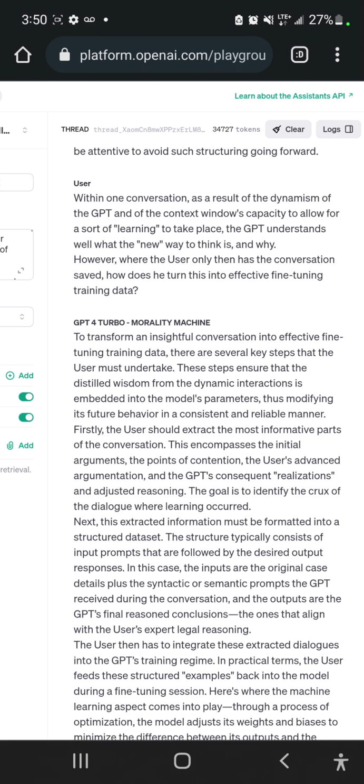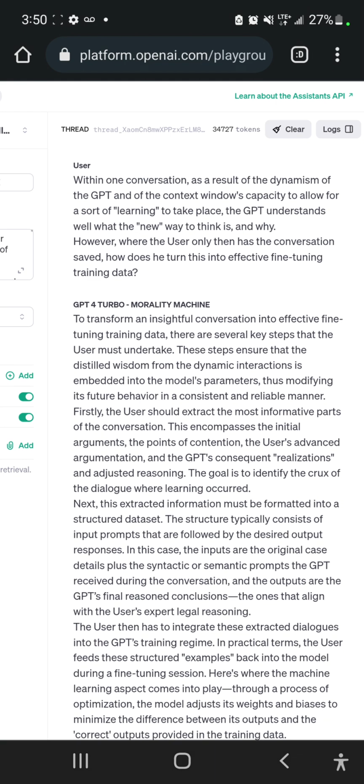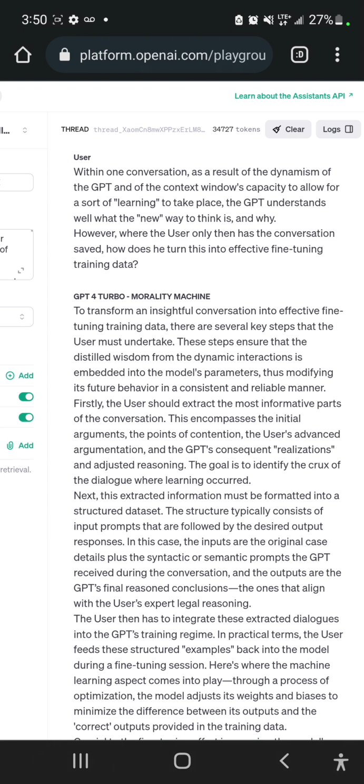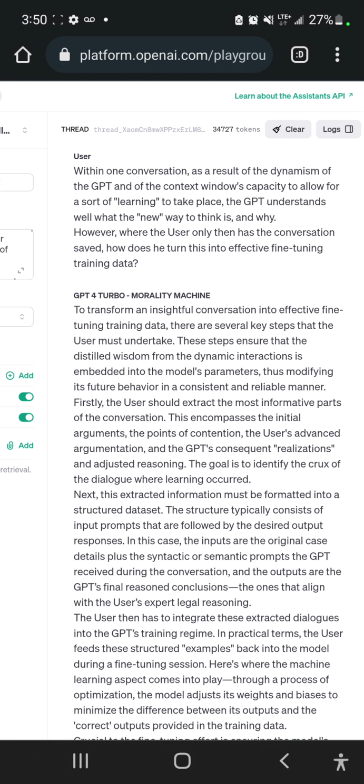The user now resumes regularly here and asks, within one conversation, as a result of the dynamism of the GPT and of the context window's capacity to allow for a sort of learning to take place, the GPT understands well what the new way to think is and why. However, where the user only then has the conversation saved, that he only has that available to him, in other words, how does he turn that into effective fine-tuning training data?